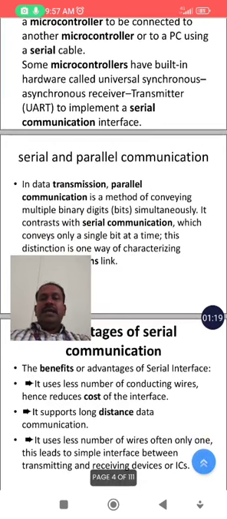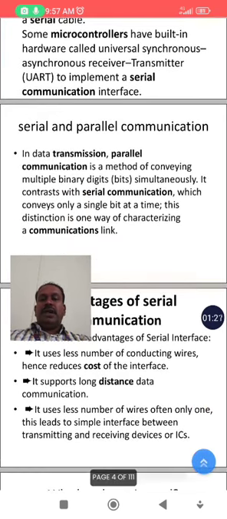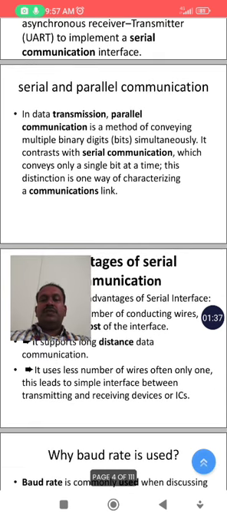Then another one is serial and parallel communications. In data transmission, parallel communication is a method of conveying multiple binary digits or bits simultaneously. It contrasts with serial communication, which conveys only a single bit at a time. So this distinction is one way of characterizing a communications link.